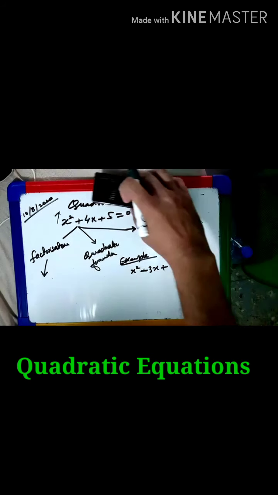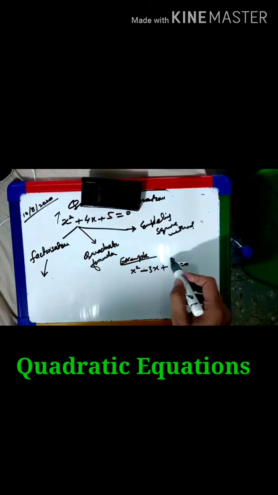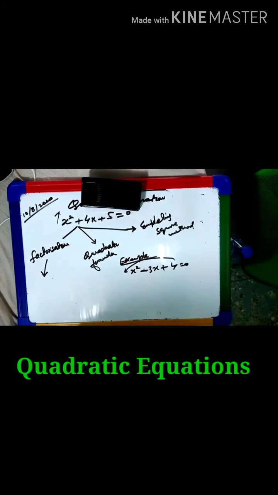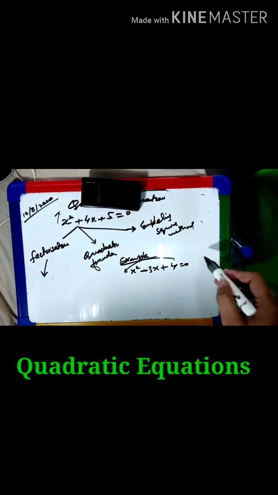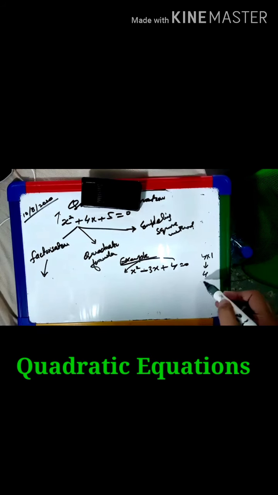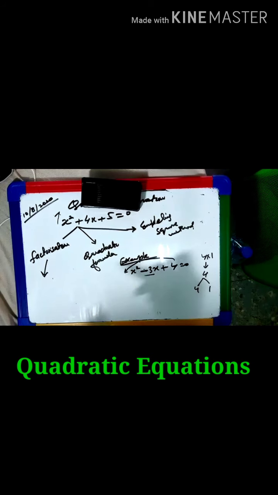So how to factorize anything? First we multiply this number with whatever number is written over here. If no number is written over here, it means 1. So 4 ones are 4. If I factorize this, 4 into 1, if I multiply, it should give this product, and if I add or subtract, it should give this one. So you see that 4 and 1 gives you 3. Am I right? Yes, 4 and 1 gives you 3.